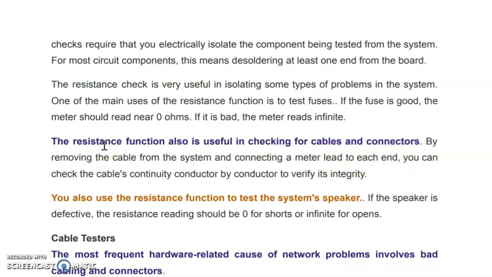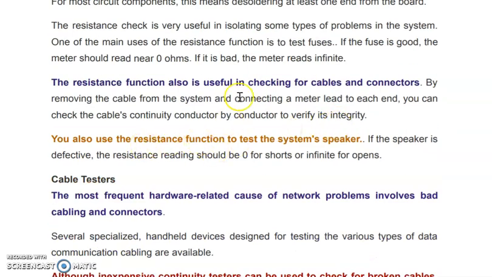With this resistance function, you can identify that these cables are connected and working properly. Resistance check is also used to check the fuse that is connected to your computer system. If the fuse is good, the meter reads about 0 ohms. You know that ohm is a parameter used for resistance checking that you have learned in physics. If it is bad, then the meter reads infinite.